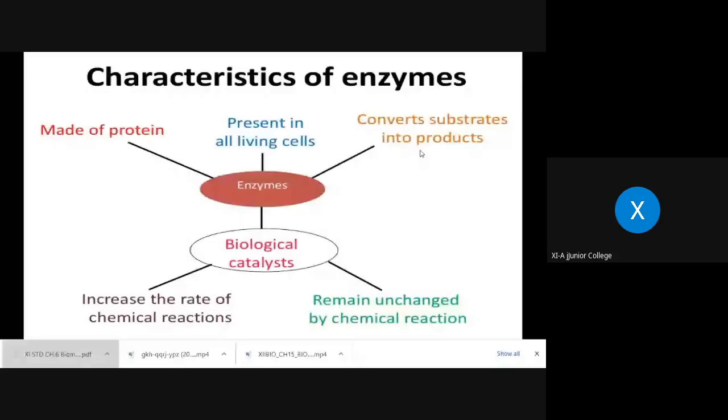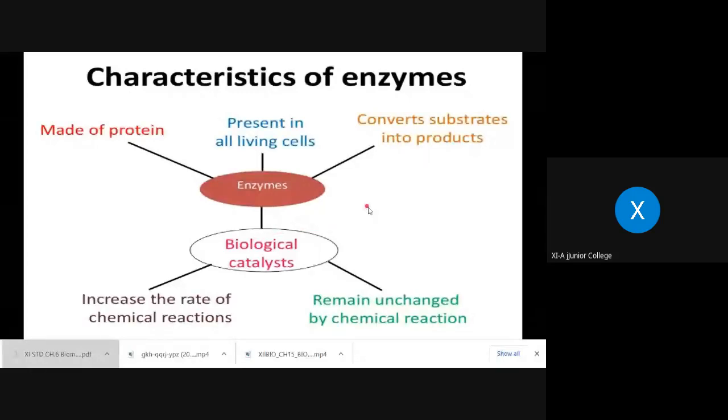Then the next is that they increase the rate of chemical reaction. What is the biological catalytic property of the enzyme? Why are they called a biological catalyst? Because in all types of biological reactions, they play the role of catalyst, which helps in increasing the rate or the speed of the reaction. So they are called biological catalysts.